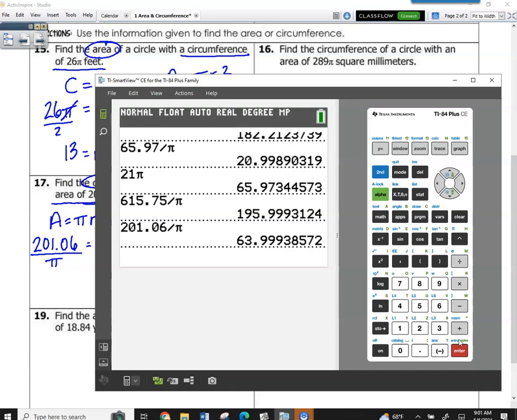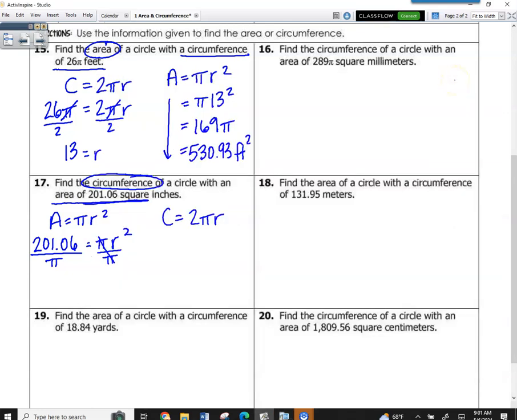So 63.999, which rounds to what? 64. Bring down R squared. I need R squared to be just R, so square root it. What's the square root of 64? 8. This is why it's so helpful to have this next part already written down, because now I know, wait a minute, I'm not done. I've got to plug the 8 in here.